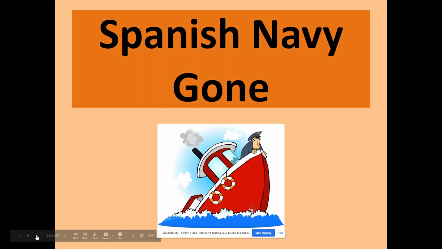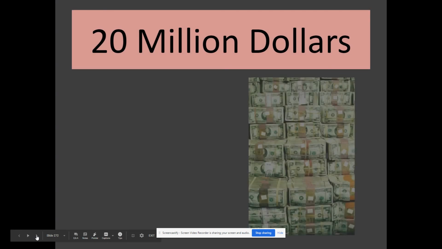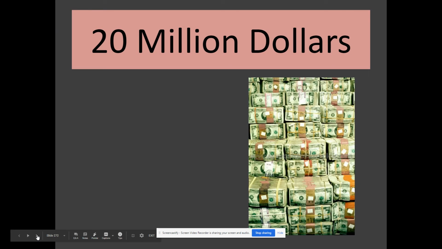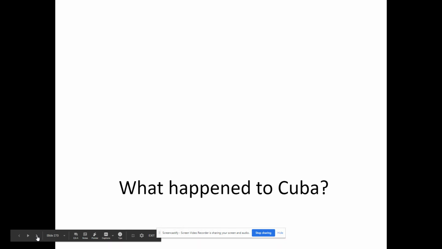Now, the Spanish Navy was gone, and you can't really manage the Philippines far away from Spain without a navy. So afterwards, they're like, "We want to unload this. We can't manage it anyway." So they offered to sell it to us for $20 million. $20 million. Now, what happened to Cuba?